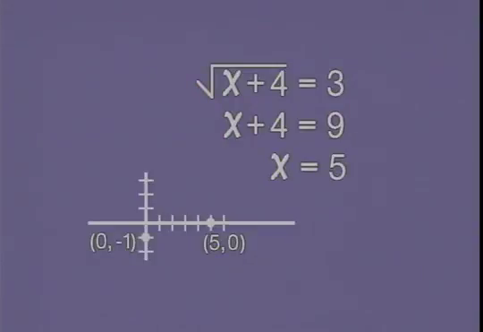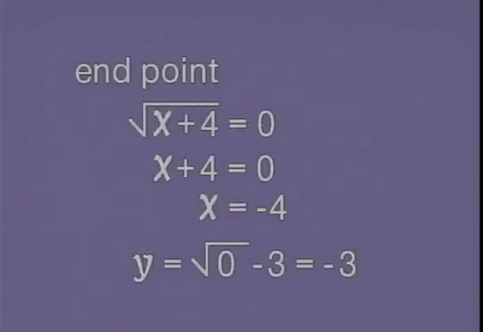Remember from the easel, we saw that what's inside the square root can be no less than 0. So in the next visual, we seek out the endpoint. We take the square root and we set it equal to 0. And we solve for x and we get negative 4. We replace x in the original equation with negative 4, and we get y equals the square root of 0 minus 3. So when x is negative 4, y is negative 3. That is our endpoint, or you might say the beginning point.